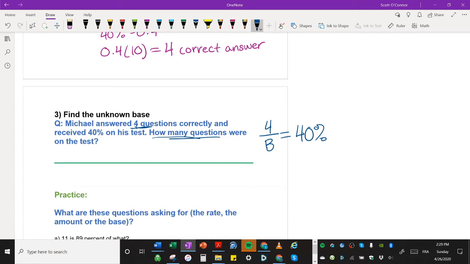Now the way we solve this kind of problem is by division. In this case, we are going to divide the amount by the rate as a decimal.